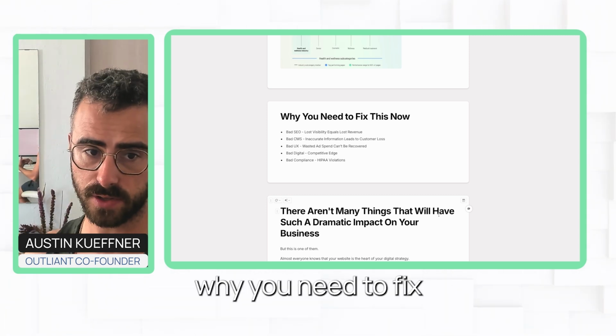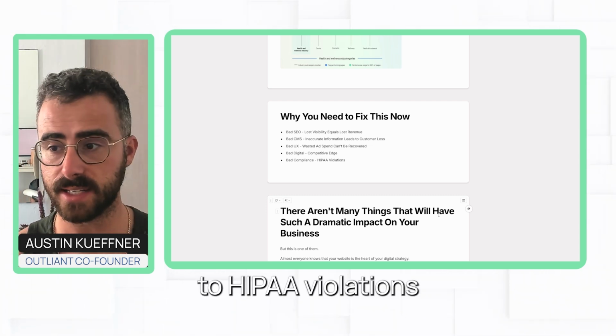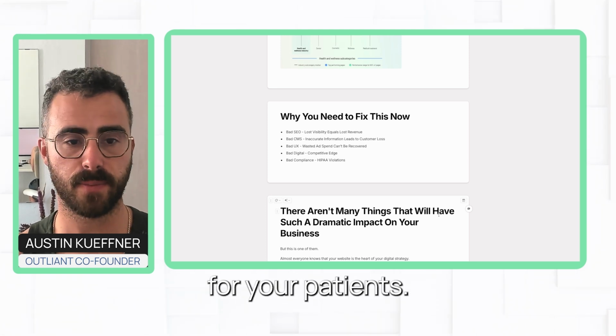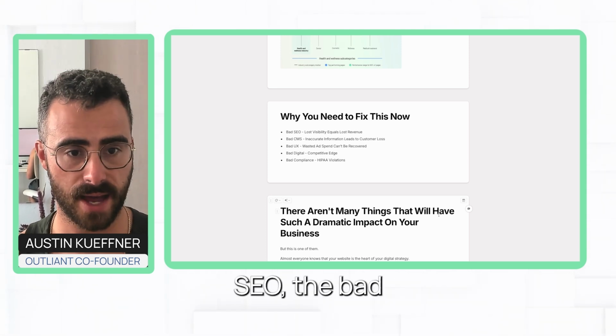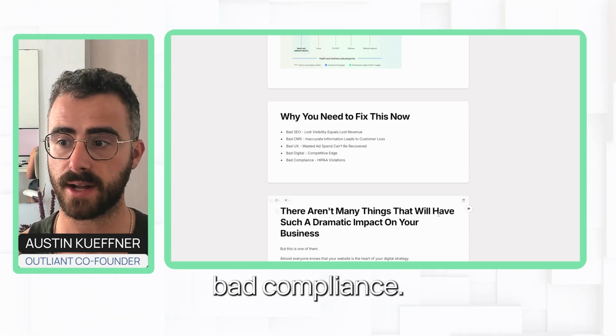And then also why you need to fix this now is that it leads to bad compliance, which leads to HIPAA violations and lawsuits and all sorts of terrible things for your patients. So you need to fix this right now to resolve the bad SEO, the bad CMS, the bad UX, the bad digital, and the bad compliance.